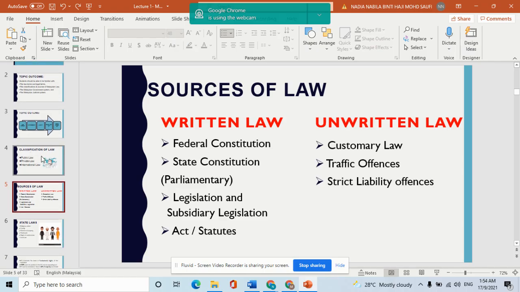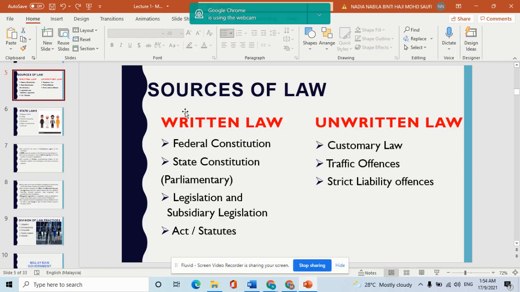Next, sources of law. As you can see here, there are two sources of law. We have written law and unwritten law. For written law, it is clear here that it is something which can be written down, something in hard copy form, or in written form that can be seen.